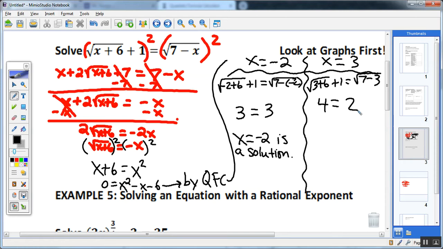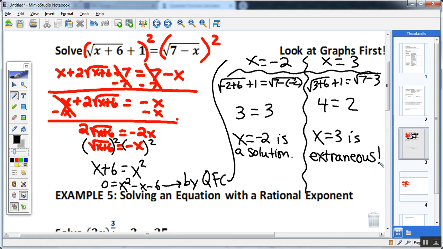This is false. So x equals 3 is what? What's the word I want to throw up here? x equals 3 is extraneous. You bet.